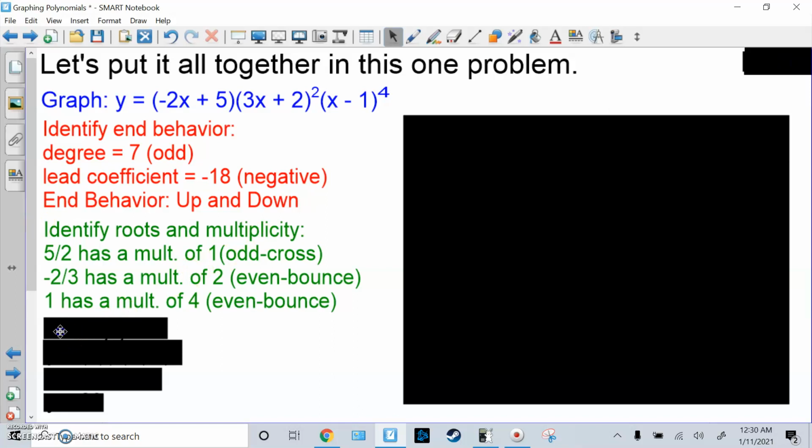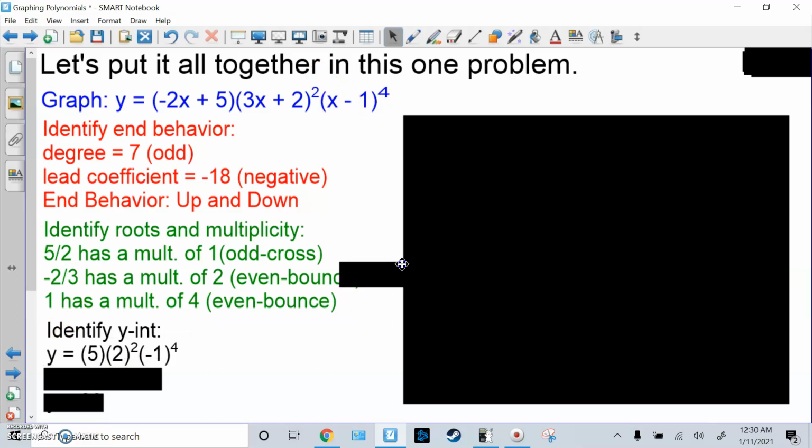Last, we're going to find the y-intercept. That's easy, just plug in 0 for all the x's up here. So this can be 0, so this can be 5 in the first parentheses. This can be 0, so this can be 2 in the second parentheses squared. This can be 0, so this can be negative 1 in the third parentheses to the 4th power. You figure out those exponents, so that's 5 times 4 times 1, which is 20.